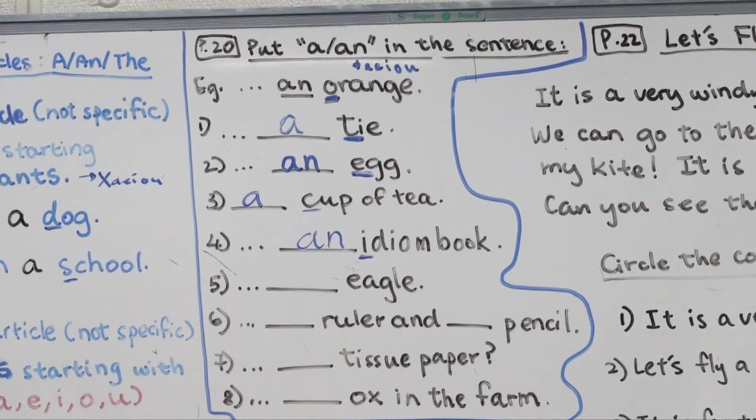Now, please go on and finish questions number 5, 6, 7, and 8. Before you start doing them, let me read out the sentence out loud for you first. Number 5. There is blank eagle in the sky.